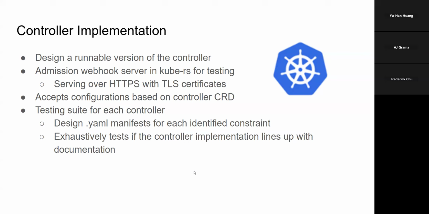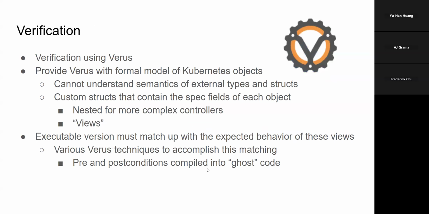These manifests were essentially just really big YAML files of configurations for the controller, just to see if every single field behaved properly. And finally, we end at the verification step, which is also done using Verus. To get this verification to work, we must first provide Verus with a formal model of the Kubernetes objects that we use. This is essentially just a big struct that contains all the values expected by that field of the specification.